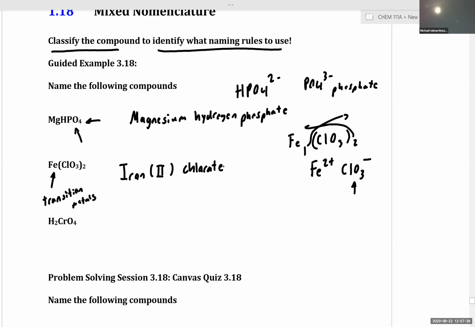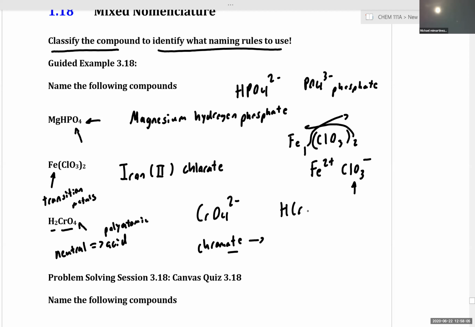Now let's look at another example, H2CrO4. So this is a neutral species, ergo we name it following acid conventions. It's a polyatomic ion, so this is a polyatomic acid. CrO4 2- is known as chromate. ATE turns into IC, so H2CrO4 turns into chromic acid. Does this make sense to everyone?